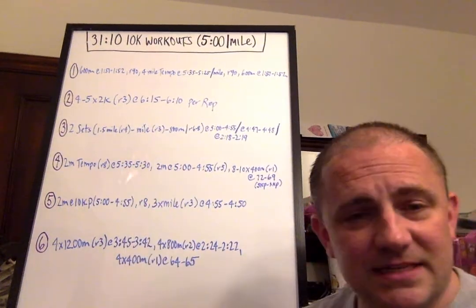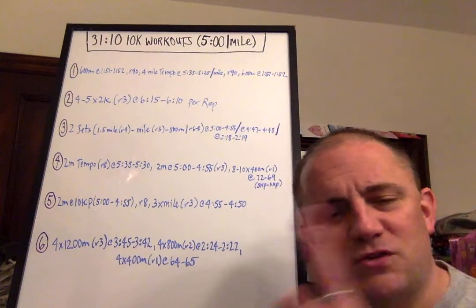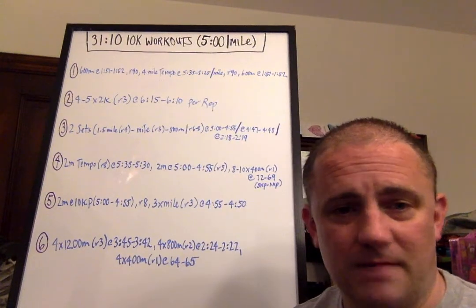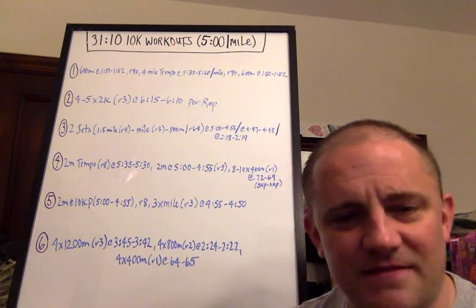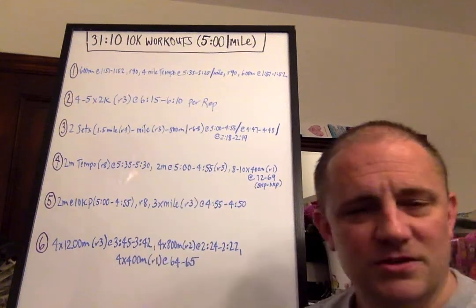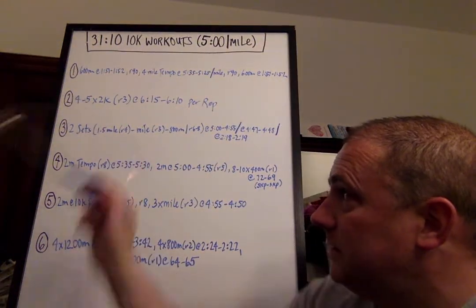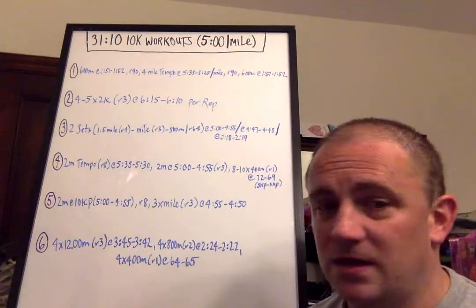them at 6:15 to 6:10 per rep, which is 5 minutes to about 4:55 per mile, okay? Race pace, or just slightly faster, okay, per rep. So again, the total volume of the workout is 8K to 10K. Okay, it's right on the money.